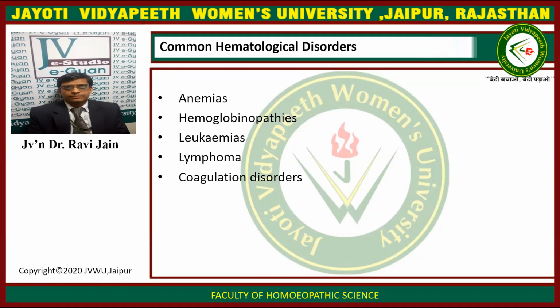Now, the common hematological disorders. The common hematological disorders consist of anemias with hemoglobinopathies, leukemias, lymphomas, and coagulation diseases. So, all these diseases we are going to discuss in hematology: anemias, hemoglobinopathies, leukemias, lymphomas, and coagulation disorders.